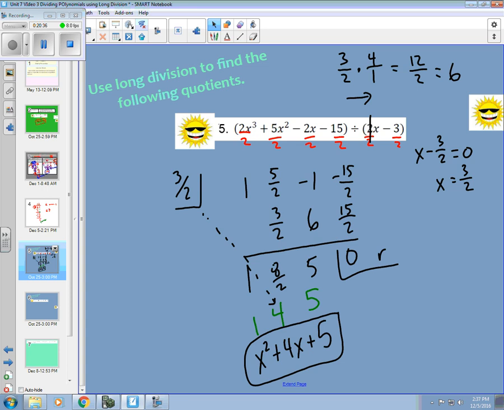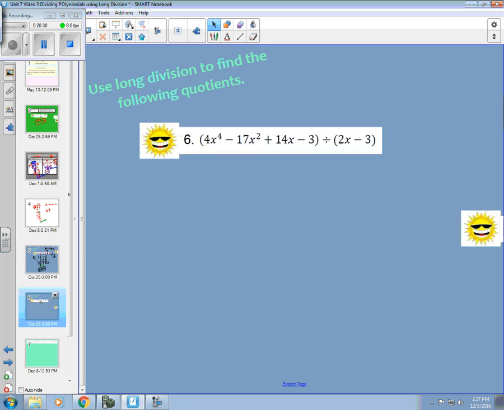All right, go to the back. Let's try a couple more here. Number 6. They want us to divide this one out. Why don't you pause the video and try this one and see what you get.